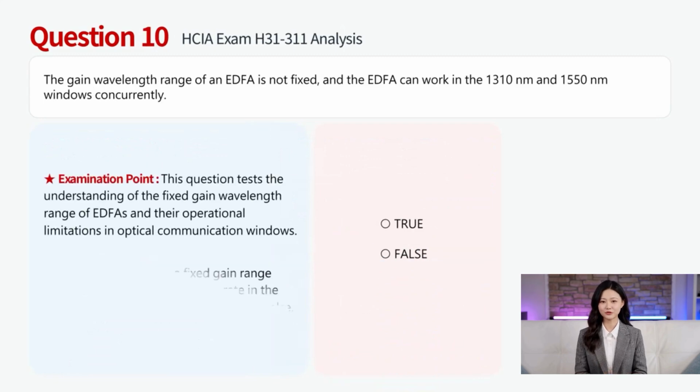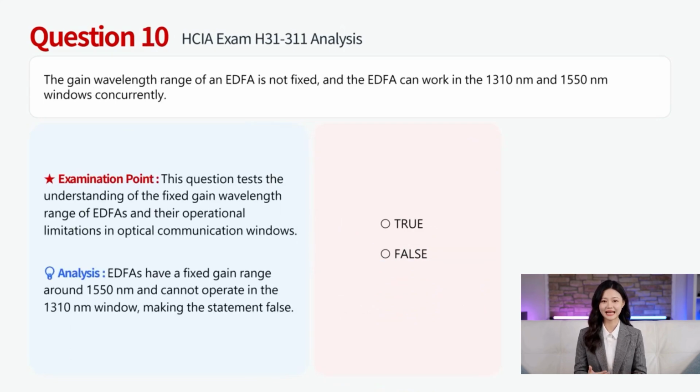An erbium-doped fiber amplifier, EDFA, is an optical amplifier whose gain characteristics are fundamentally determined by the energy levels of erbium ions in the fiber core. Its gain spectrum is fixed, primarily covering the C-band, 1,531-1,565 nanometers, and L-band, 1,565-1,625 nanometers, centered around the 1,550 nanometer window.